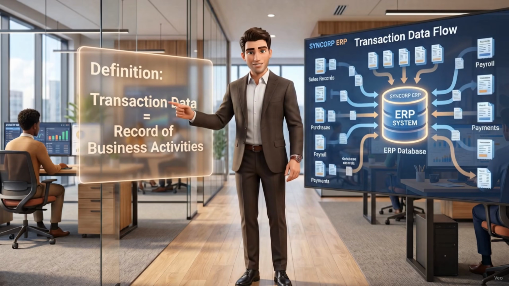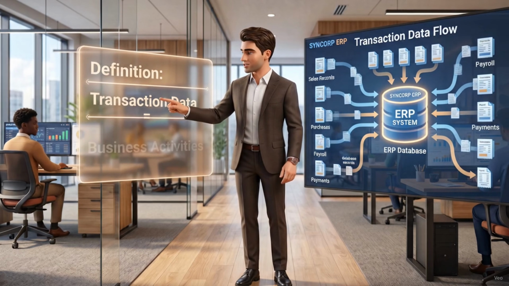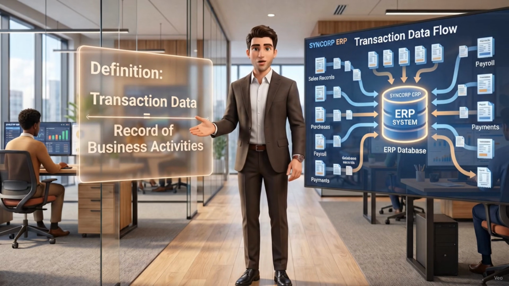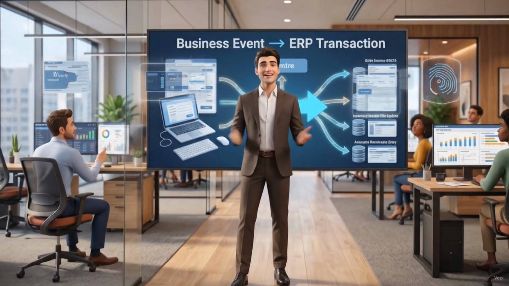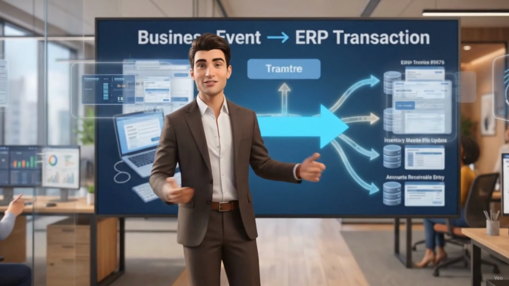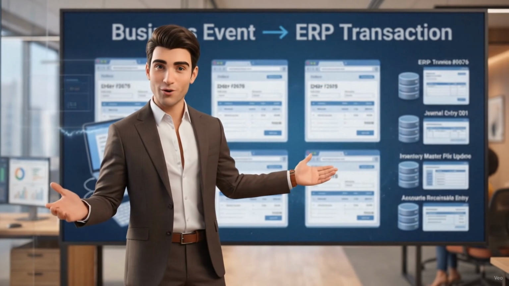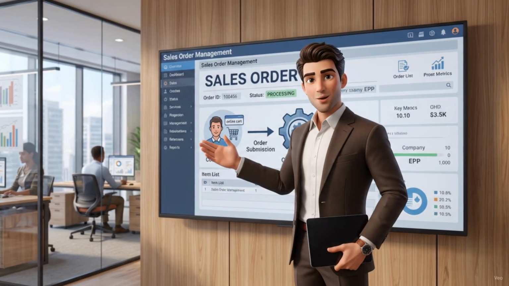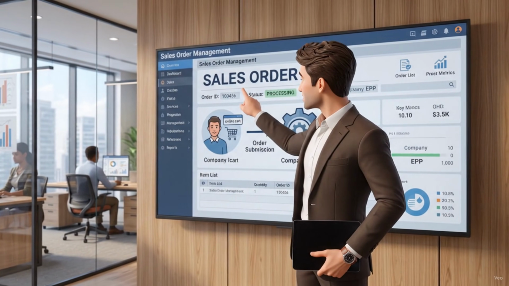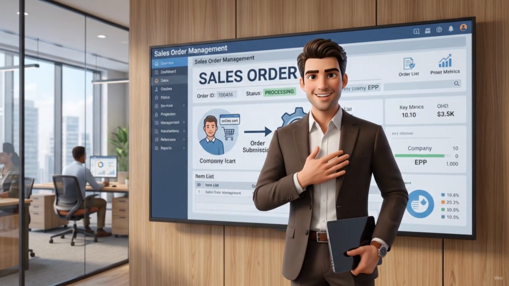Transaction data is the digital record of every business event that happens inside an organization and gets stored in the ERP system. Whenever a business event occurs, ERP converts that activity into a structured transaction record for future tracking and reporting. When a customer places an order, ERP creates a sales order transaction that starts the complete sales process.